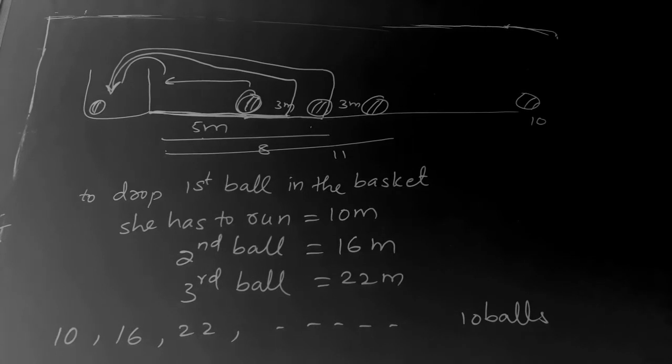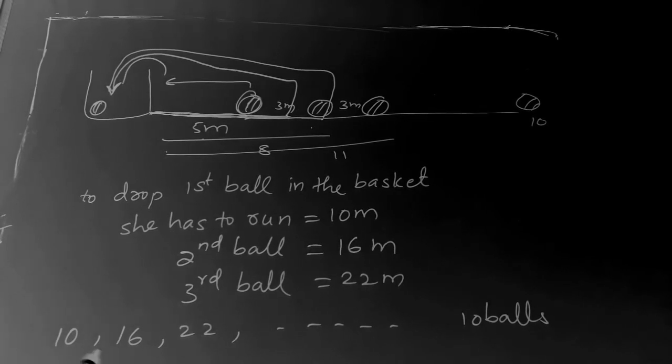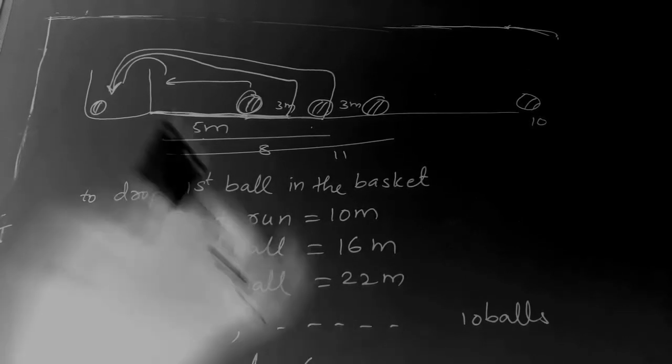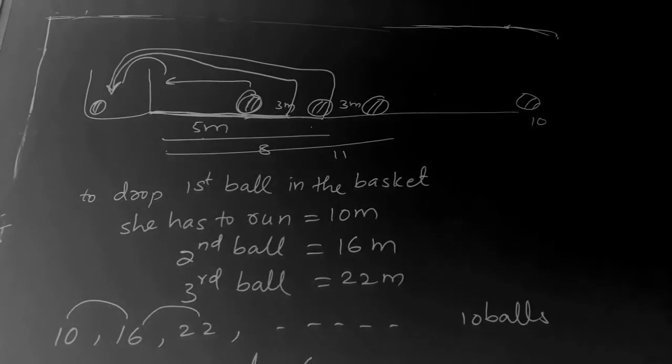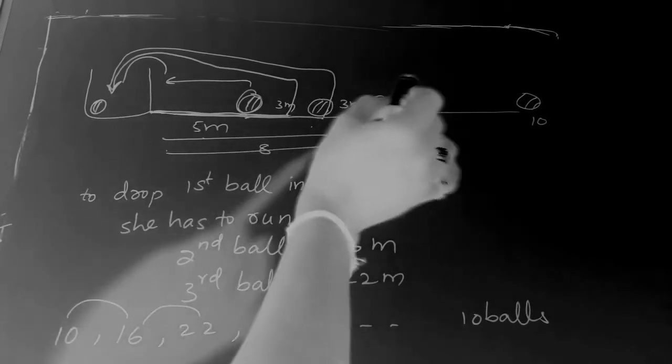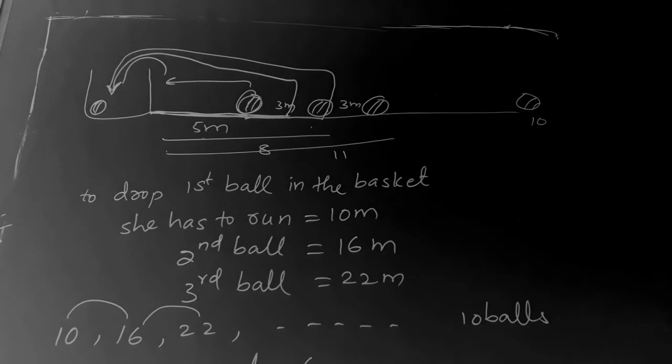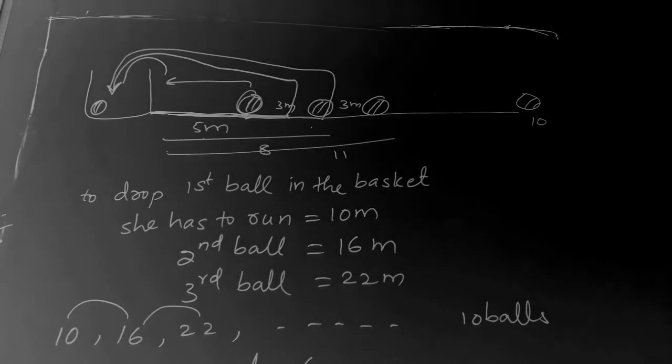This is forming an AP series with a difference of 6 meters. So just you see, here the first term is nothing but 10. Here the difference is nothing but 6. So 16 minus 10 is nothing but 6 here. 22 minus 16 is also 6. So now what we have to do? We have to find the total distance to complete the race. So that is nothing but S10 we have to find.